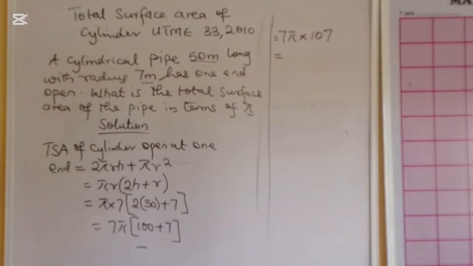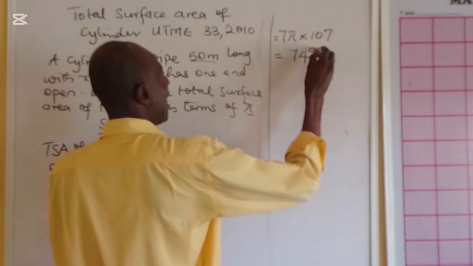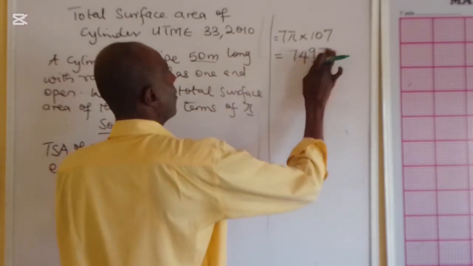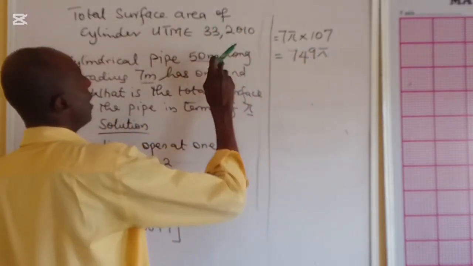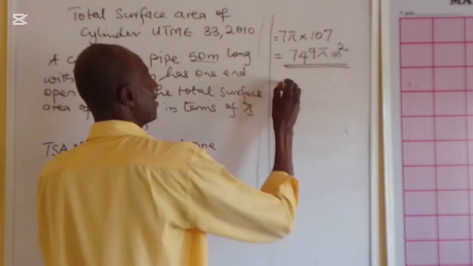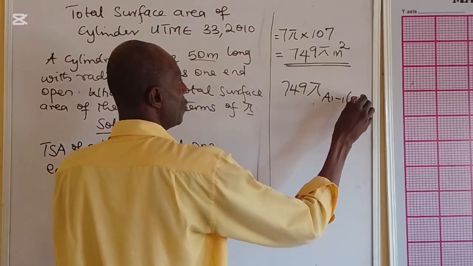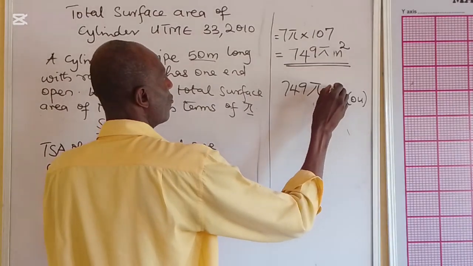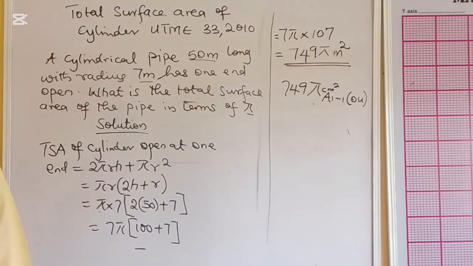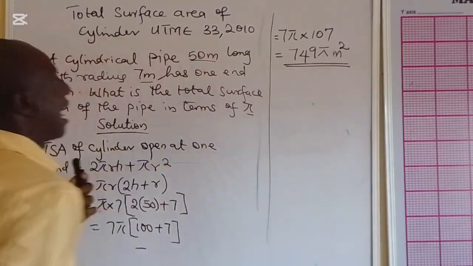Now let's multiply. What is 7 times 107? It gives us 749. It gives us 749 pi. And what is the unit there? It is meter square. If you write 749 pi without the unit, you lose A1 minus 1, omission of unit. If you leave it in centimeter square, it's A1 minus 1, omission of unit. You must leave your answer in the correct unit. So that is my answer.